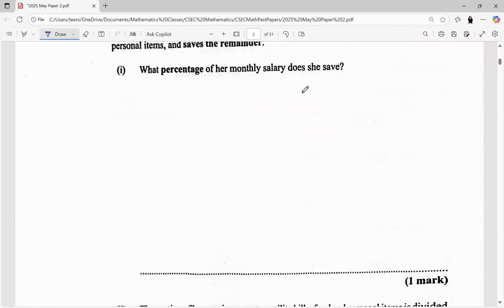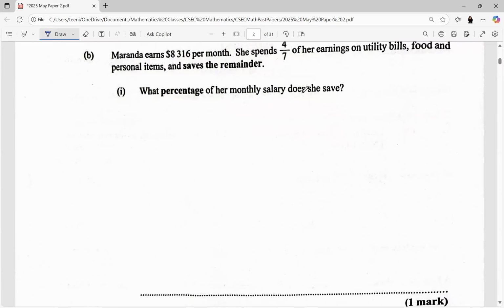And now we'll have to represent 3/7 as a percentage, right? So her savings would be 1 whole take away 4/7, which is 3/7. And there's no need to find 3/7 of 8,316 and then change that to a percentage because it's all the same thing, right? So do you all remember how to change 3/7 to a percentage? Anybody know how you would change 3/7 to a percentage? You multiply by 100. That's right. Correct. So go ahead and multiply by 100 and tell me what you get.